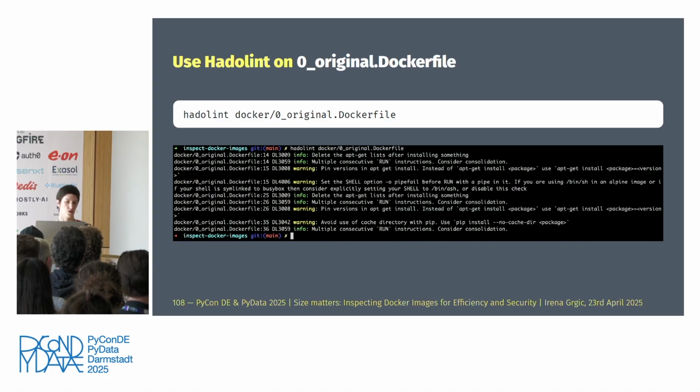You can also specifically run it on particular Dockerfiles, which is what we're doing here. And you see, it tells you already, in our original Dockerfile, multiple consecutive RUN instructions. It tells you to use pip install --no-cache-dir. So it's quite a cool tool.